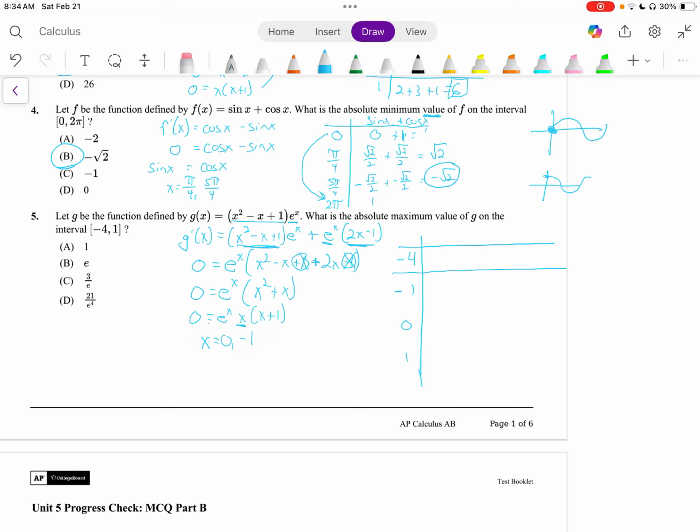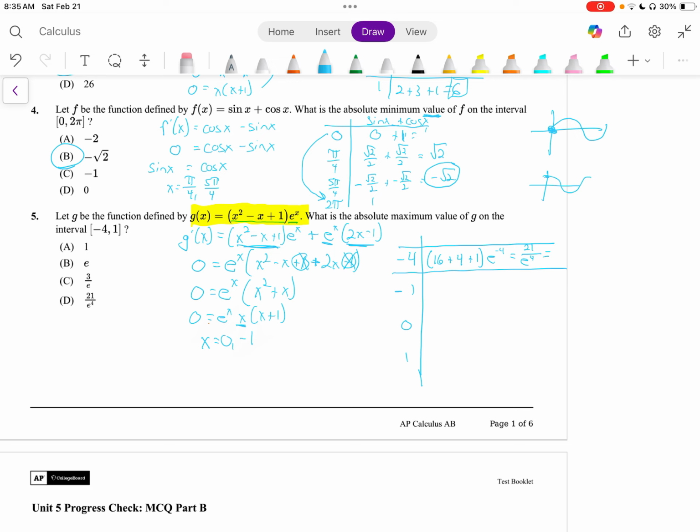So again, this is not a calculator question, so we just have to plug these in. So g of negative 4, we're putting it back into our original function. Negative 4 squared, which is 16, minus negative 4, which is the same as plus 4, plus 1, times e to the negative 4. And so this is 21. 16 plus 4 plus 1 is 21. And e to the negative 4 puts e in the denominator. So 21 over e to the 4th.